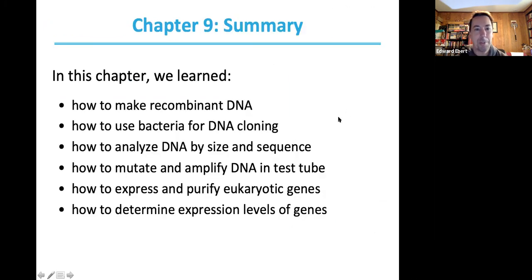All right, so that brings us to the end of this chapter. It's a very all-over-the-place chapter, I feel like, but the big thing in here is recombinant DNA cloning, PCR, analyzing our DNA by sequence, mutating and amplifying DNA in a test tube, our expression vectors, and then figuring out our expression levels. We don't really talk about the haplotypes too much here, or the human genomic sequencing. The big takeaways are these techniques: recombinant DNA cloning, expression vectors, the polymerase chain reaction, and chip arrays, and maybe a little bit on the sequencing.